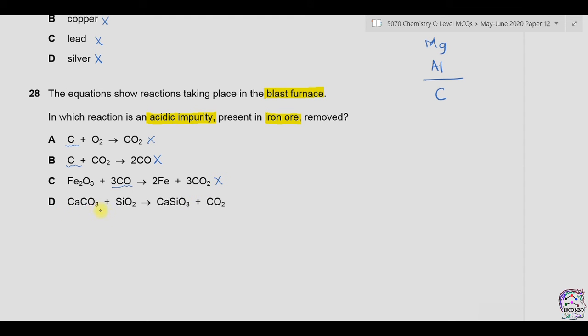In D we have calcium carbonate that reacts with silicon dioxide to form calcium silicate plus carbon dioxide. Now in this reaction, silicon dioxide is present as an impurity in iron ore. And this impurity is removed in the form of calcium silicate, that is also called the slag. So therefore the correct option is D.